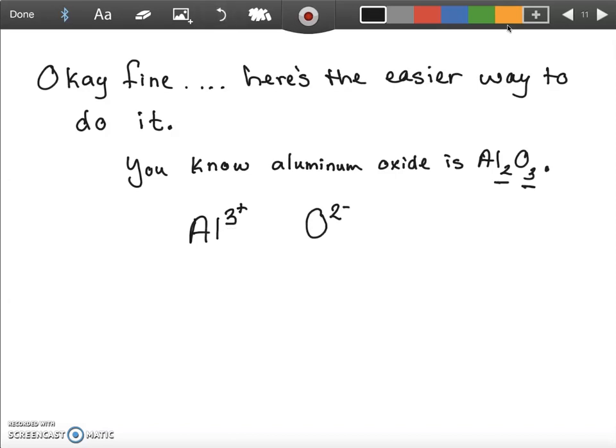Okay? So the way we get the formula, the easy way, is we just take this 3, move it down here, take this 2, move it down here, not bringing the signs with it, so it's actually Al2O3. Makes it much easier. Notice I didn't bring the signs with it. This tells you that you need 2 aluminums for every 3 oxygens to make a neutral ionic compound. But a word of caution.